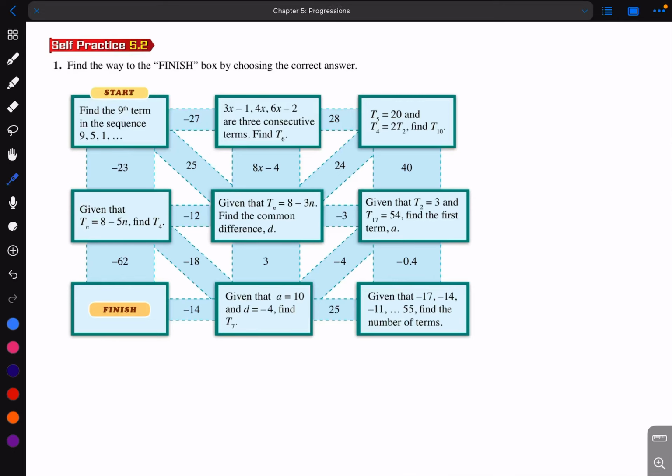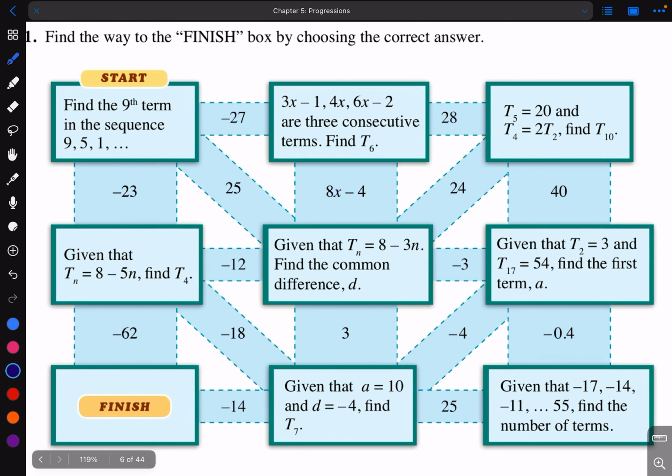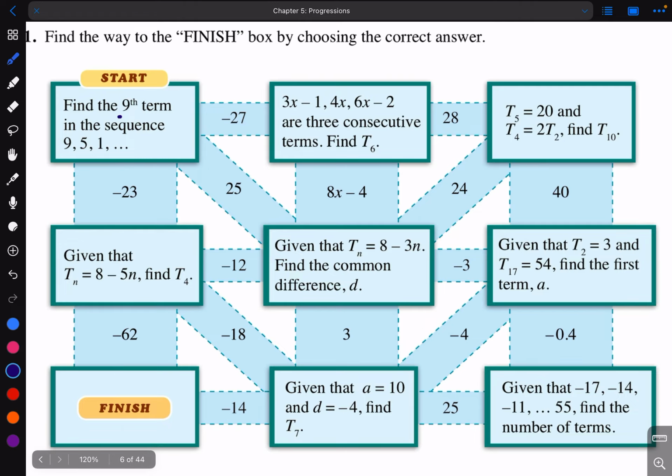Self-practice 5.2, question 1. Find the way to the finish box by choosing the correct answer. So we start here, we need to find our way to the finish box. Right, let's look at the first box. So here we need to find the ninth term in this sequence.